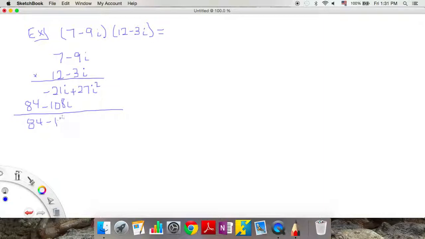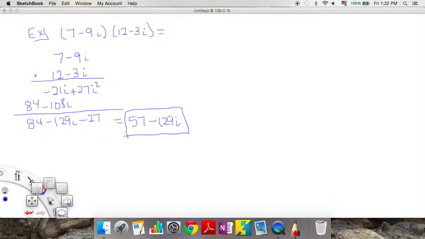84 minus 129i plus 27i squared, except what do we know about this i squared? i squared is just negative 1, so we can erase that and change the sign there. So then we combine it all together and we get 57 minus 129i. Your answer should always end up being a complex number with a real part, here it's 57, and an imaginary part, here it's negative 129. Now, division is a little bit different.